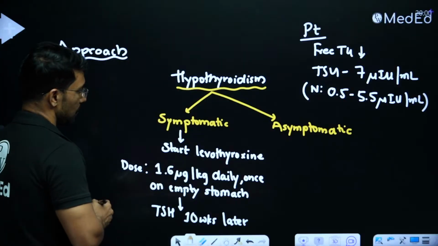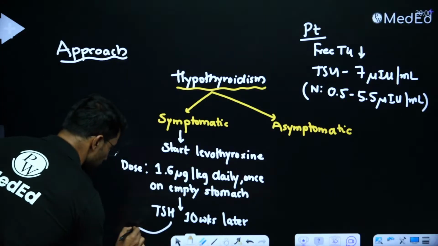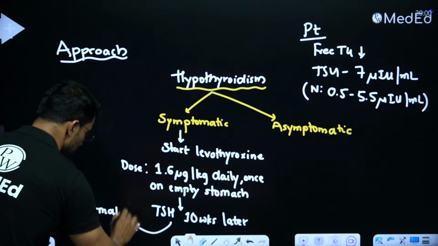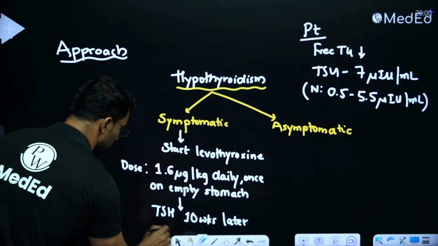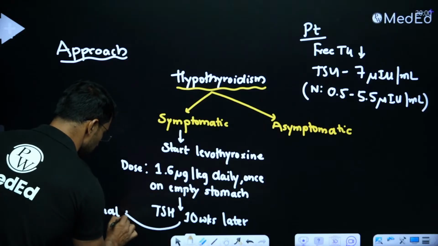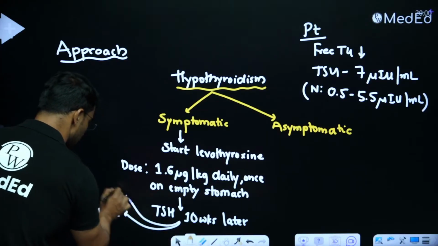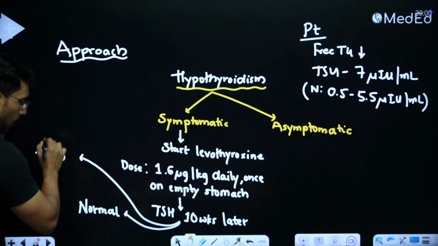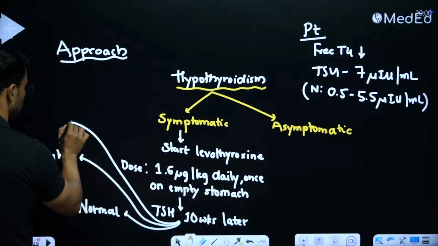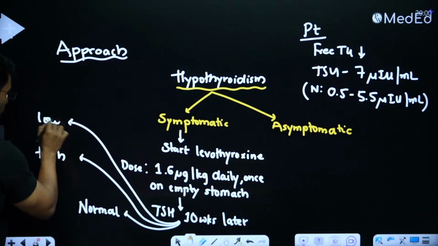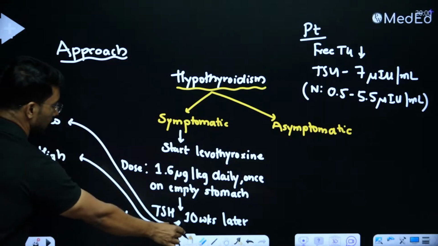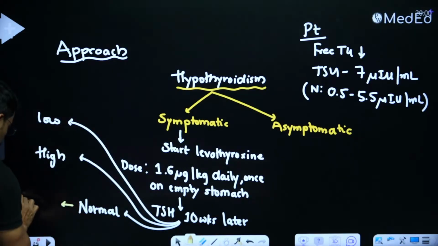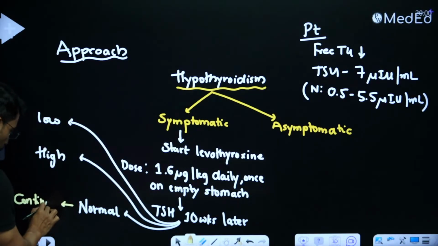Now, if the TSH is in the normal range, then it means the thyroid function is well controlled. But if TSH comes out as still high, or if it has become low, below normal range. If it is normal, that means you have achieved the perfect dose. You will continue the same dose.